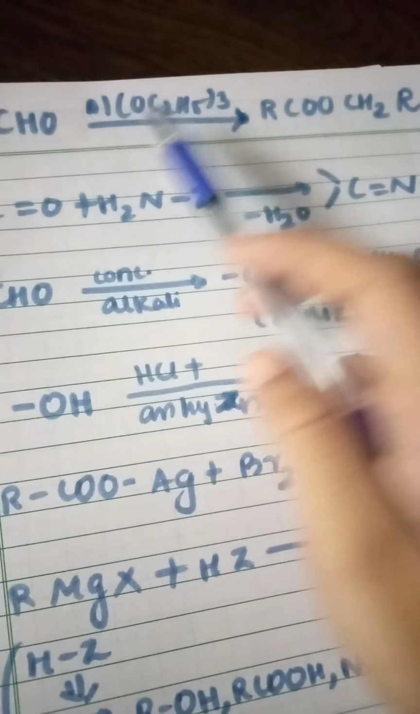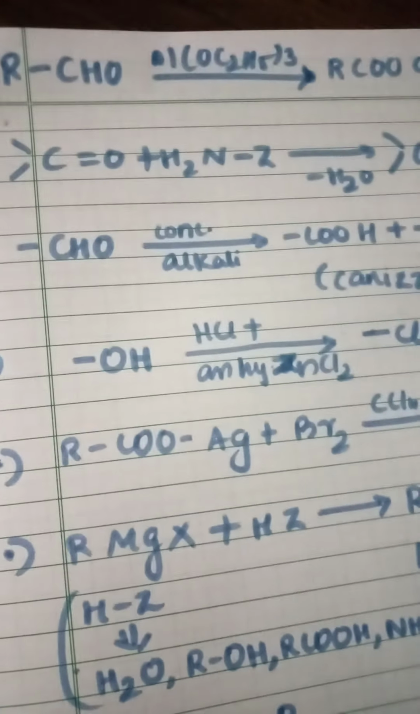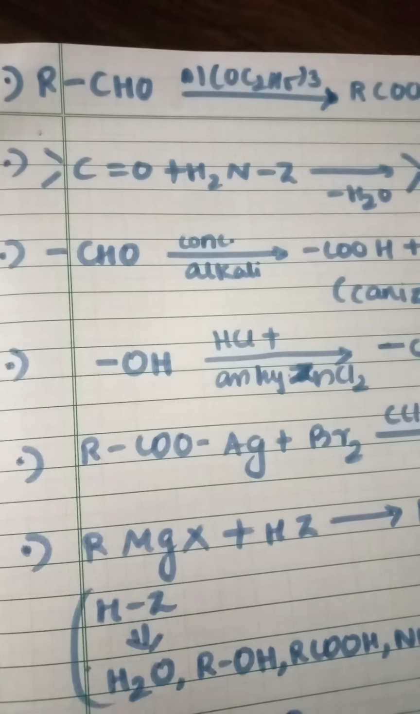Okay, the next thing is RCHO in presence of aluminium. This name I actually forgot. I will surely put it in the description if I remember it.